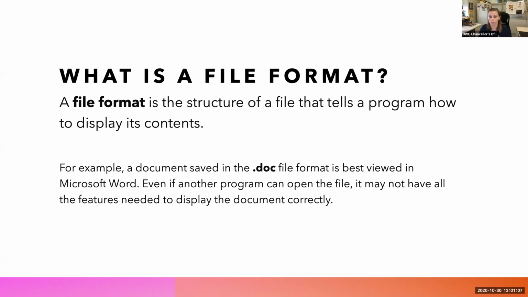So we'll start with what is a file format. A file format is a structure of a file that tells the program how it should display it. So for a .doc, a Word file, if you tried to open it in any other program other than Word, it wouldn't open because it is only formulated to open in Microsoft Word. So the extension, which is .doc, is just for Word.